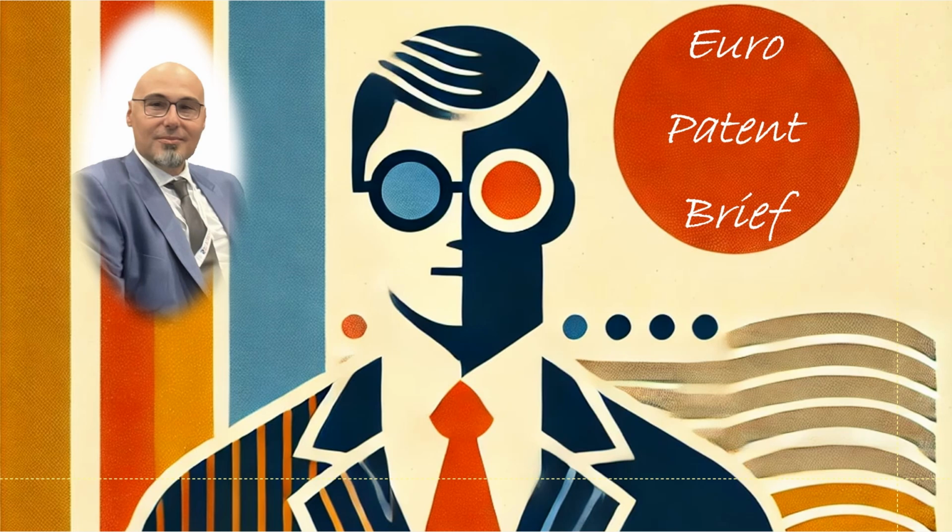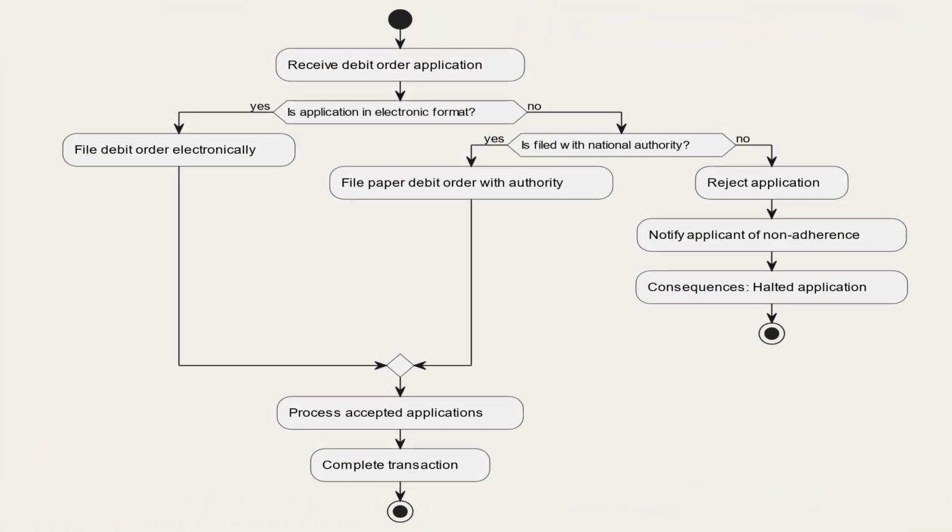Section 1.5, Debit Orders for Deposit Accounts Held with the EPO. Why this matters? Paying your fees on time is critical to keeping your application alive. The EPO allows you to use debit orders for deposit accounts, but there are specific rules you must follow. Electronic format. All debit orders related to European patent applications must be filed in an accepted electronic format, regardless of how the application itself was filed. This is non-negotiable.